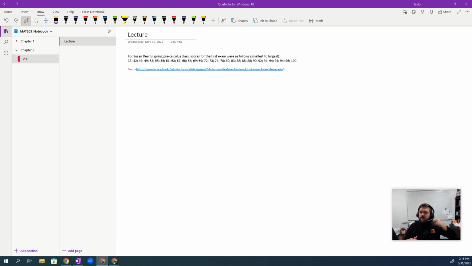That's why we came up with different ways to visualize data to help us see patterns, because the patterns are going to help us interpret, make predictions, and so on. Right. So one of those is called a stem and leaf plot.